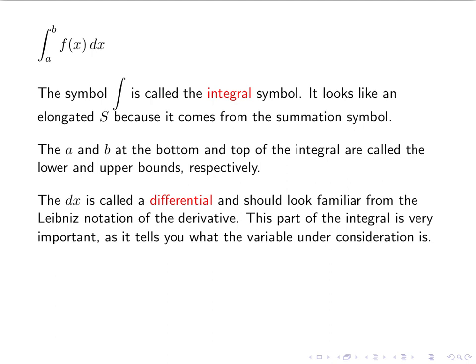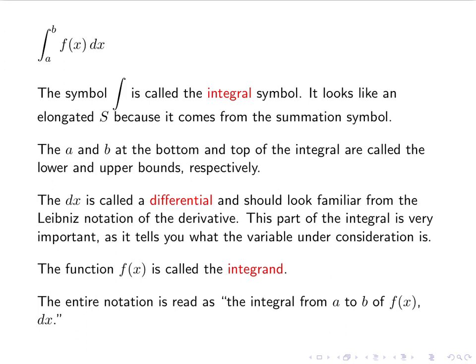So it's very much the same thing. This part of the integral is very important because it tells us what the variable under consideration is. So if you've ever got multiple variables, you need to know which one it is that we're looking at. So it's f of x dx. The x is the same. This function, the f of x, is called the integrand. Just like the radicand is the thing inside the radical, the integrand is the thing inside the integral.